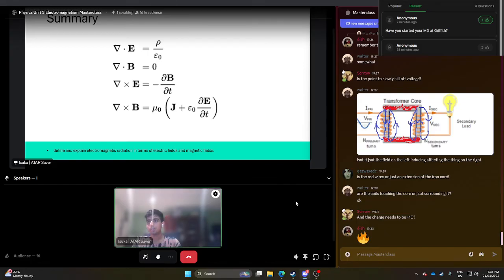And the charge needs to be positive 1C. So if this is the question to do with electromagnetic radiation, it's just a charge that creates an electric field or a magnetic field. Generally, say if you have a microwave or an antenna, that would just be electrons moving, right?